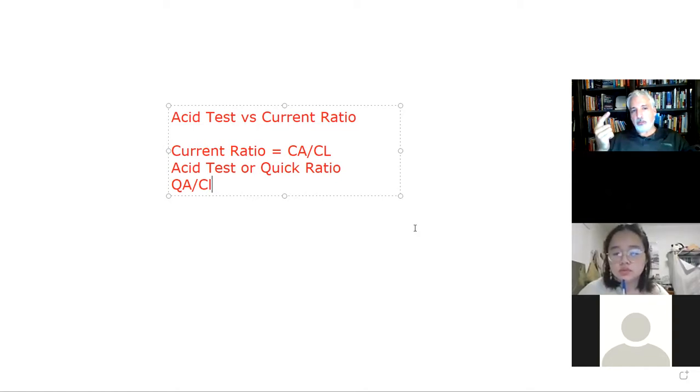So cash, marketable securities, receivables, those things are coming in pretty quick. Anything that's going to be longer than that, they're going to discount, not include in the ratio. So it's going to be a smaller number, but it's also a better indication of how liquid you really are. Does that make sense? Okay. So cash, marketable securities, those are the short-term stuff that's going to be easily turned over.